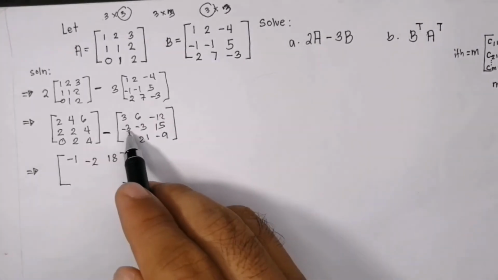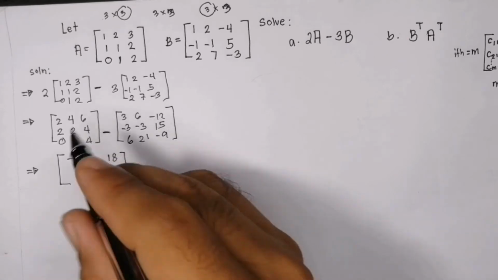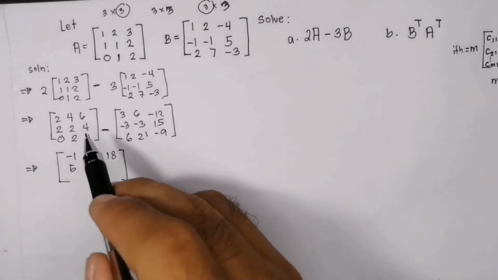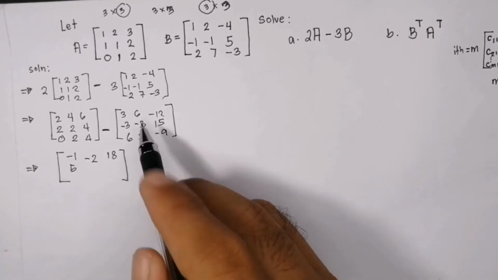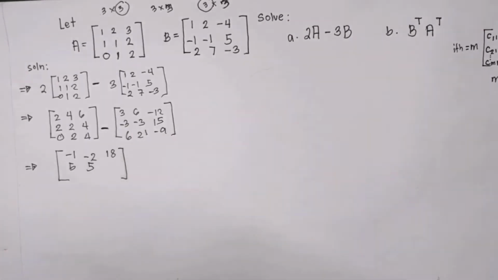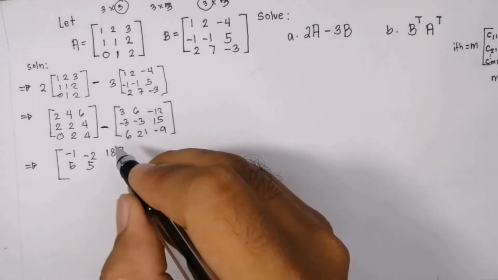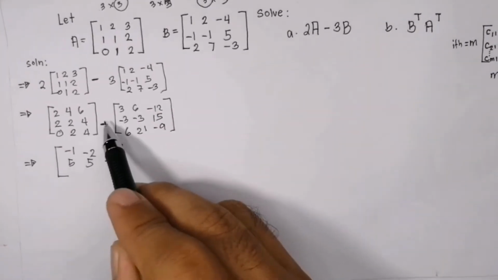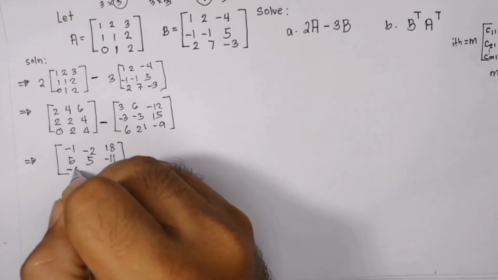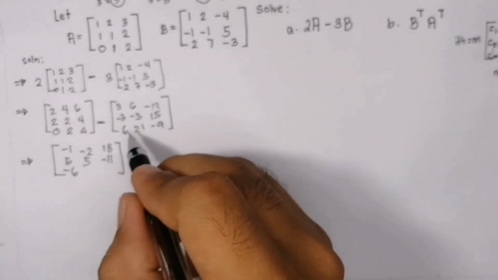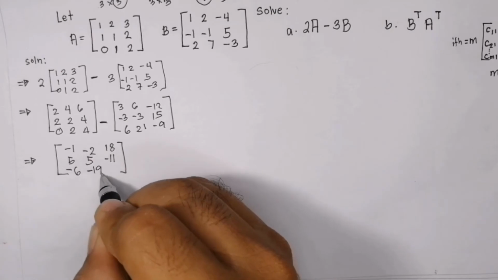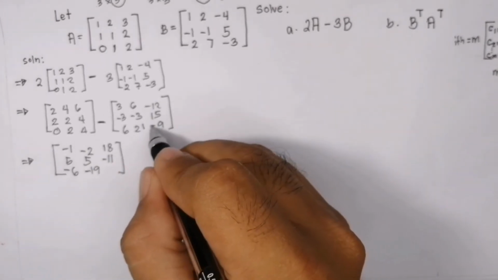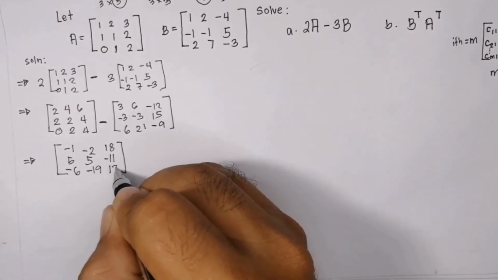2 minus negative 3, minus and negative become positive. That makes it 2 plus 3. 2 minus negative 3, that makes it positive 5. 4 minus 15, that is negative 11. 0 minus 6, that is negative 6. 2 minus 21, that is negative 19. And 4 minus negative 9, that becomes positive 13.